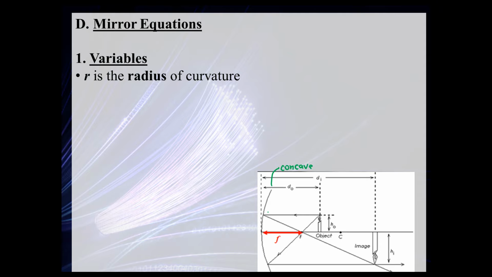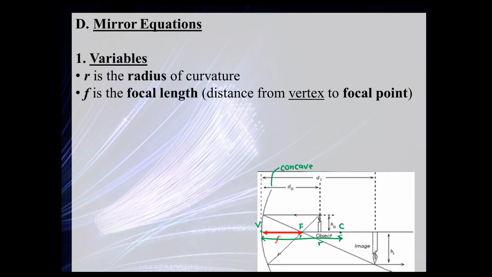First variable is R. R is the radius of curvature. The radius of curvature would be the distance from the vertex of the mirror. So we could label this as V, the vertex. This as the focal point F. And this as the center of curvature C. The radius of curvature would be the distance from the vertex to the center of curvature.